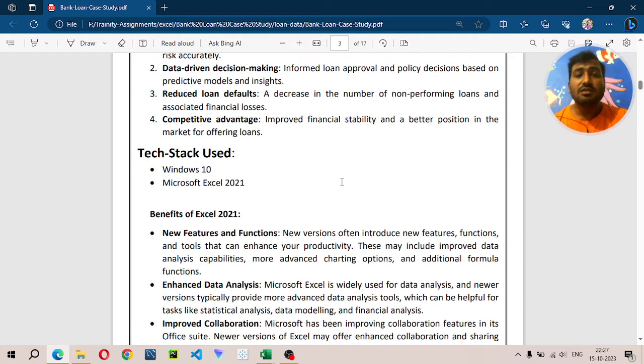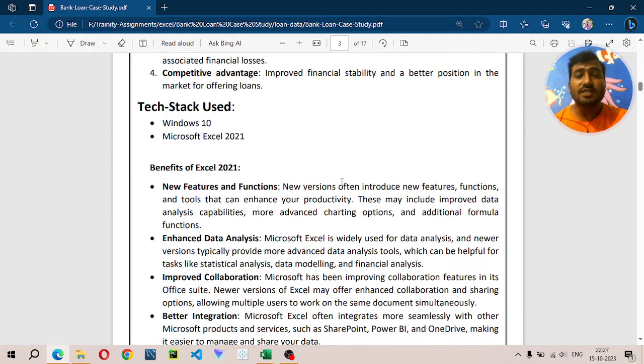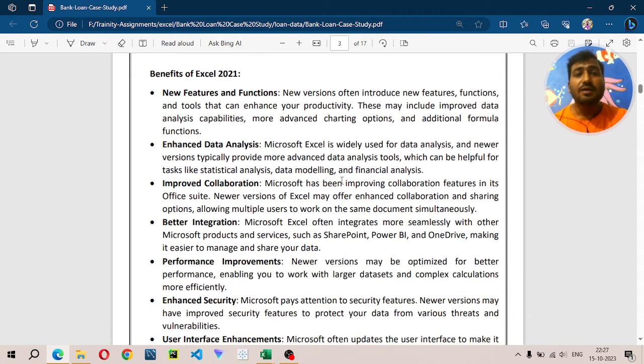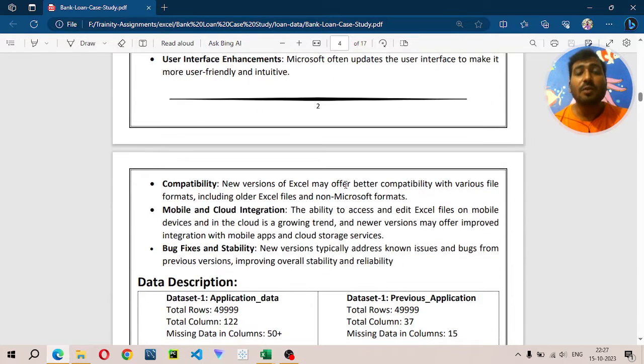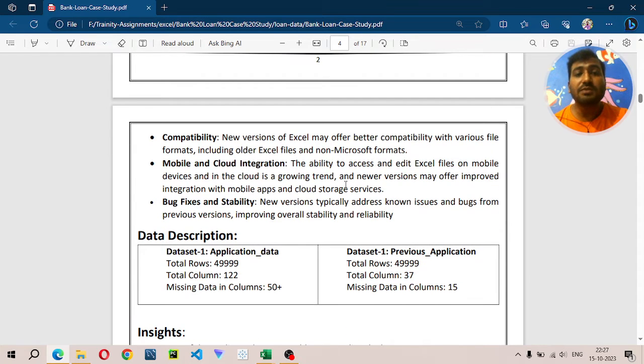The use of Microsoft Excel 2021 is very much required because of the following benefits. It has new features and functions, enhanced data analysis features, improved collaboration, better integration, performance improvement, enhanced security, user interface enhancement, compatibility with different devices, mobile and cloud integration, bug fixes, and stability compared to the previous version.